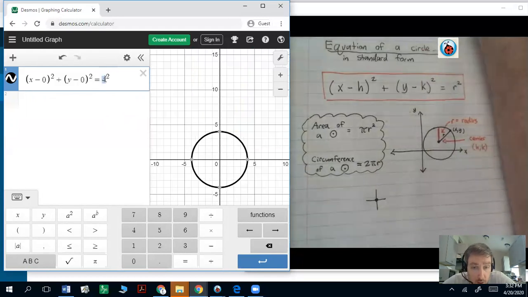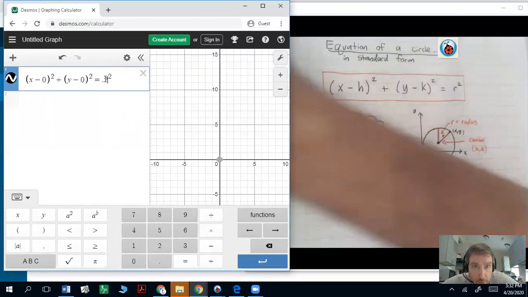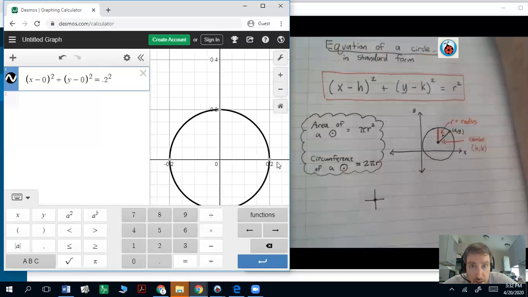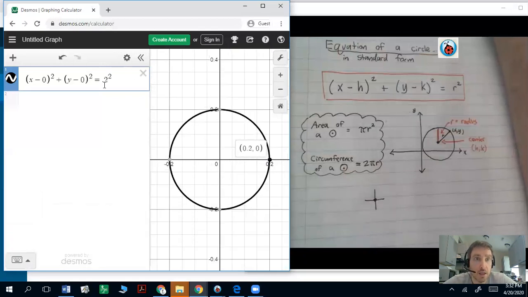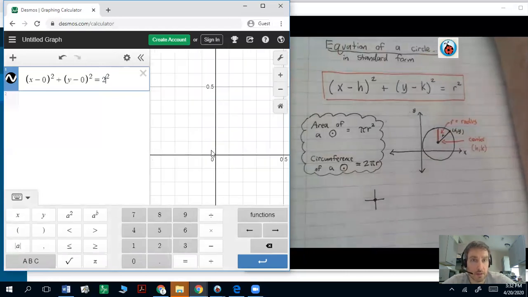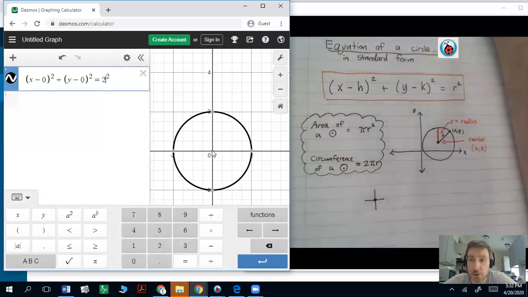I could make it even 0.2 if I want. It'd be really tiny. I could zoom in, and you can see that radius is 0.2, okay? So let's keep that at, we'll just do 2 squared there and make it a relatively normal size circle.